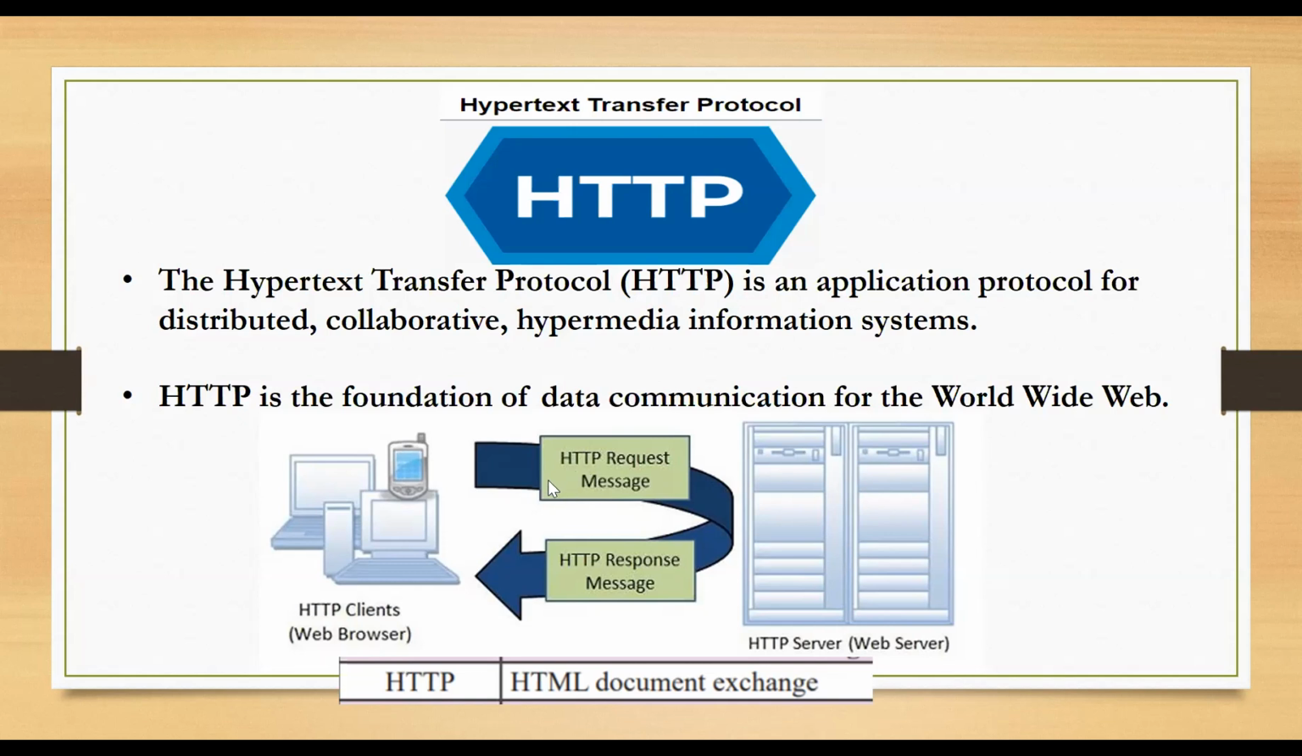So therefore when you go downloading some information from that pool, normally we have to obey some rules, right? Those rules we call hypertext transfer protocol, right? The hypertext transfer protocol is an application protocol for distributed collaborative hypermedia information system. So you know hypermedia information systems, normally another name for that is World Wide Web, right?